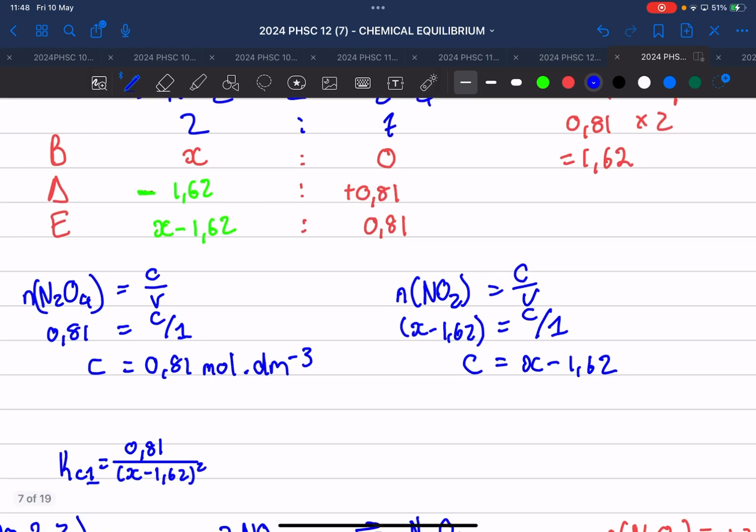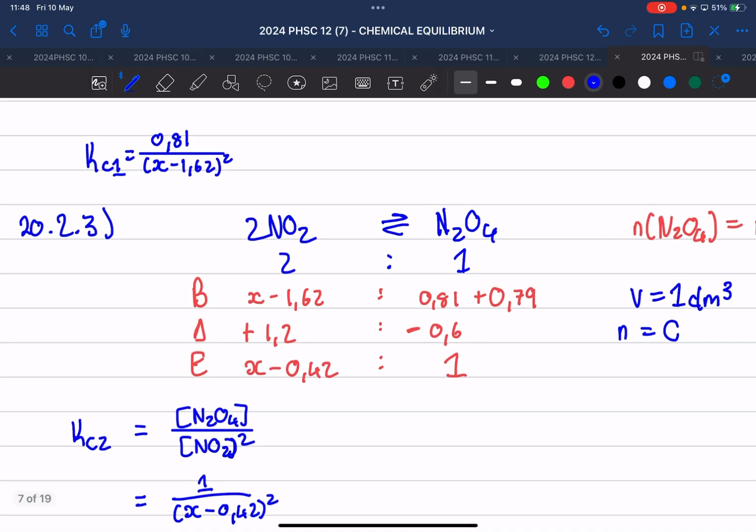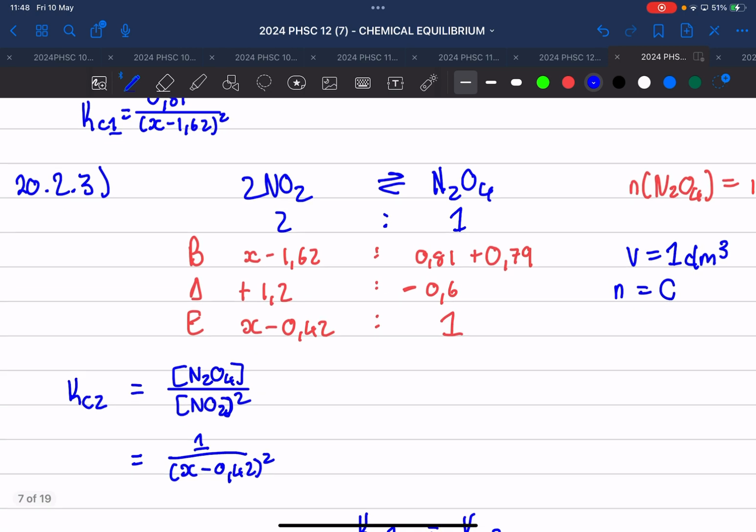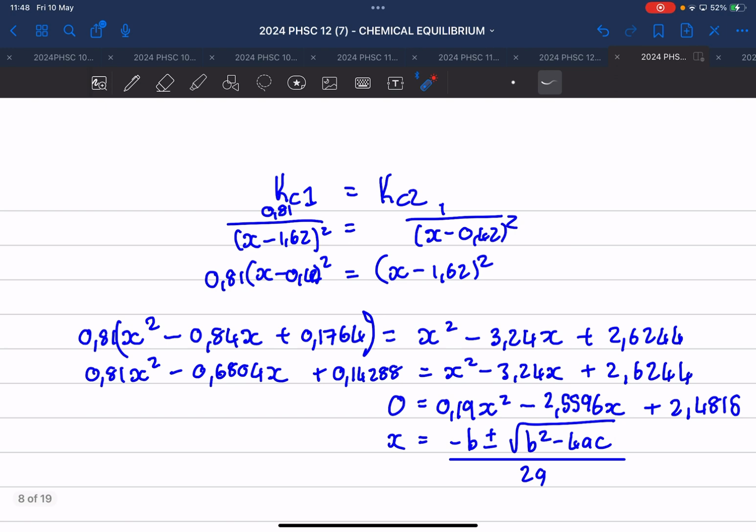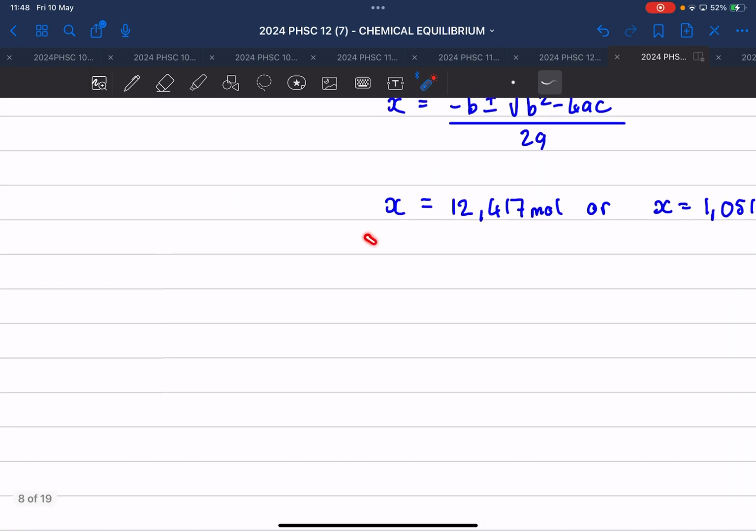Okay, so let's see what makes the most sense. If we put 1.05 in here, we're going to get a negative value, right? And we can't have a negative amount of mole, right? So our answer will be 12. Okay, so this is our right answer.